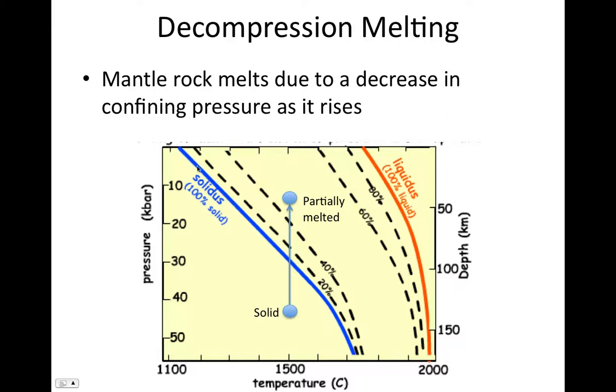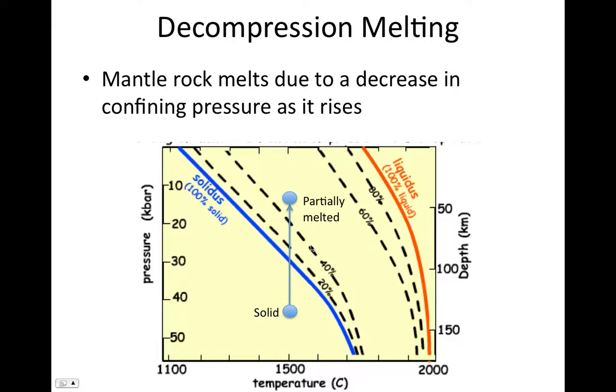Now you see this thick blue line. This is the solidus. What this means is that any pressure and temperature over here to the left of it, the rock is completely stable as a solid. So the rock down here at this depth and this temperature is completely stable as a solid. But at any temperature or pressure to the right of the solidus, the rock is not completely stable as a solid. And at these pressures and temperatures, the rock will be partially molten.